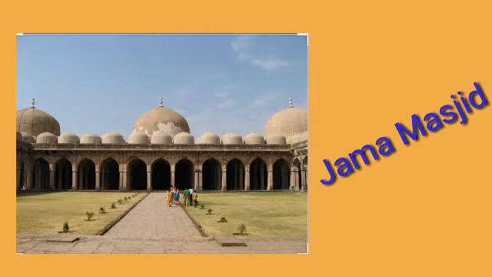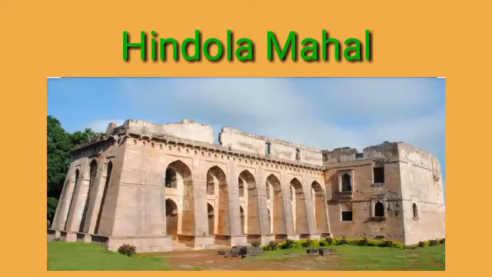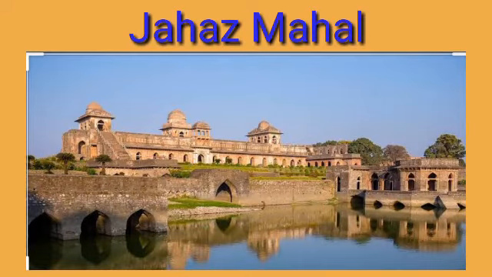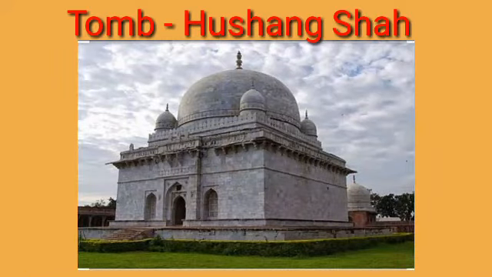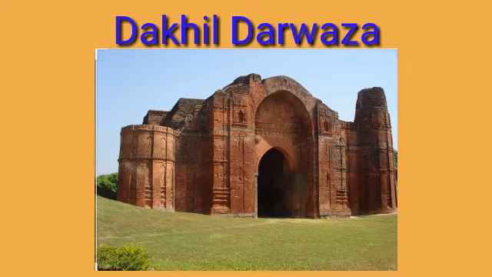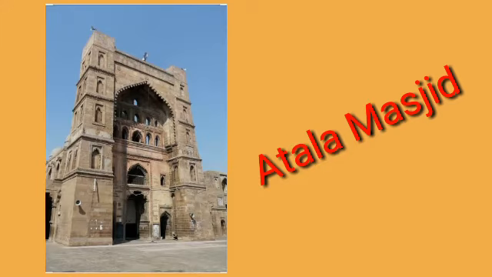Some of these are the Jama Masjid, the Hindola Mahal, also called a swinging palace, the Ashrafi Mahal, the Jahaz Mahal, and the tomb of Hoshang Shah. The Adina Masjid in Pandua, and the Dakhil Darwaza in Gaur are the most impressive monuments of the Ilyas Shahi and Hussain Shahi rulers of Bengal. In Jaunpur, Ibrahim Shah Sharqi built the Atala Masjid. You will read about these regional kingdoms in lesson 7.